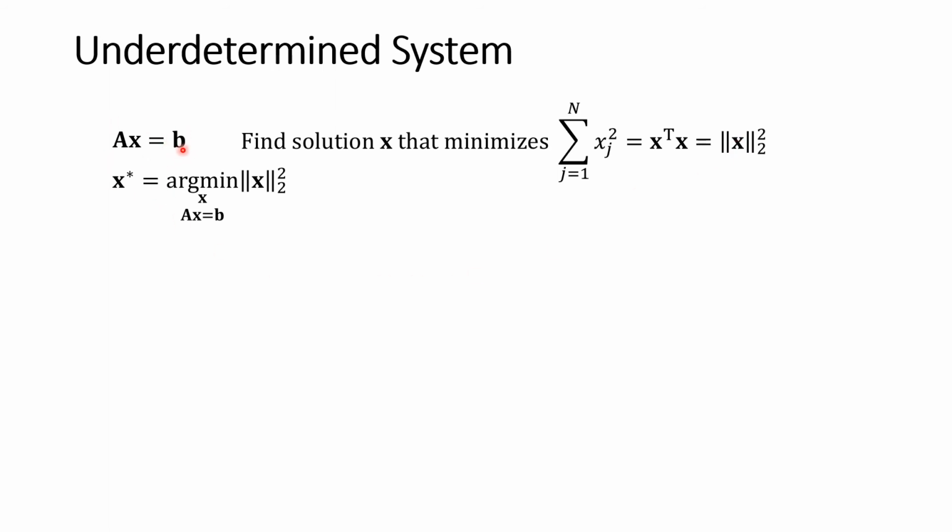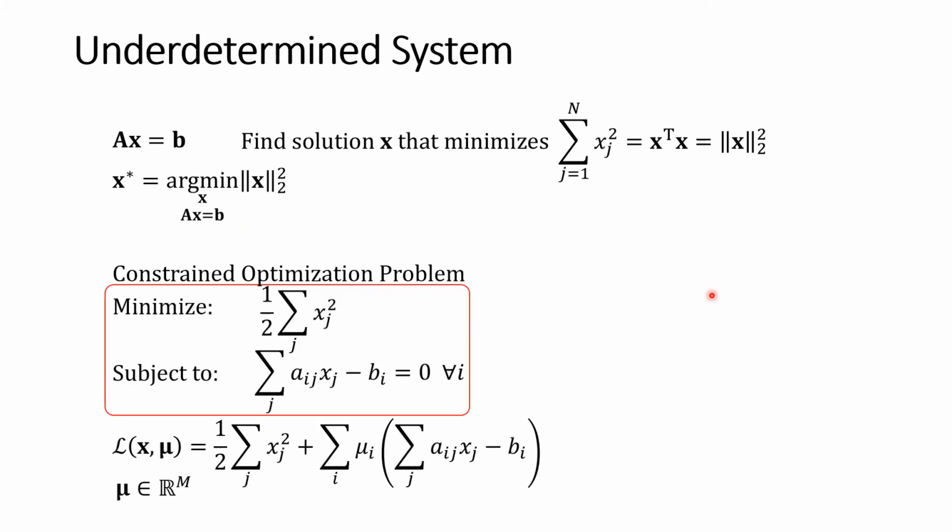And AX equals B must be satisfied. In other words, our solution X star equals argmin with respect to X of the L2 norm of X squared, where AX equals B. This gives rise to the following constrained optimization problem. Minimize, I choose half arbitrarily, half of the summation of xj squared, subject to the summation over j of aij xj minus bi equals 0, and this is for every row i.